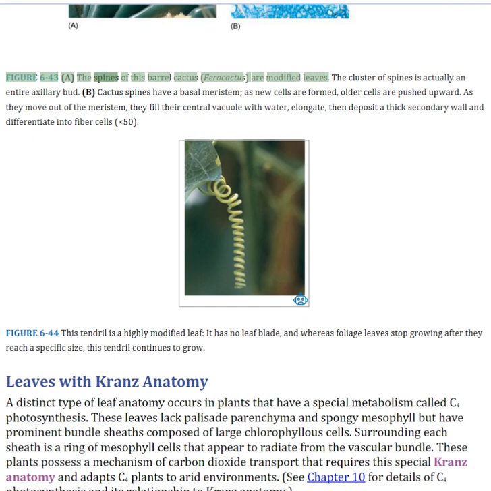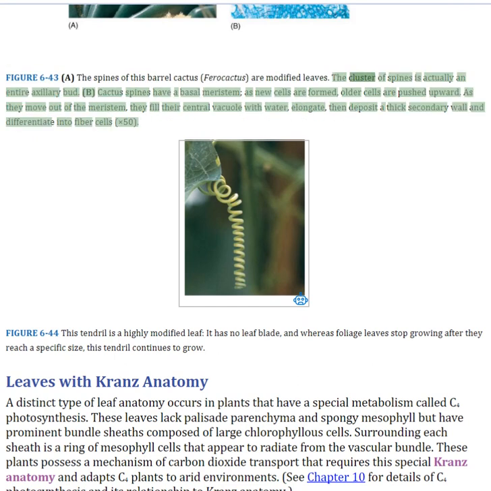Figure 643: The spines of this barrel cactus are modified leaves. The cluster of spines is actually an entire axillary bud. Cactus spines have a basal meristem. As new cells are formed, older cells are pushed upward. As they move out of the meristem, they fill their central vacuole with water, elongate, then deposit a thick secondary wall and differentiate into fiber cells.